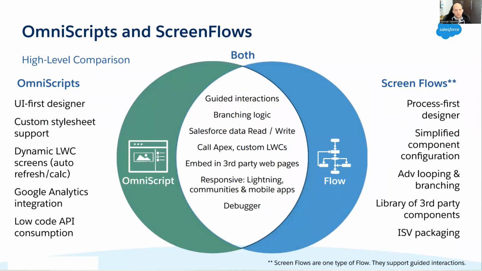All right, and this diagram shows some similarities and differences between OmniScripts and screen flows. In general, both are ways of building guided business processes. Both have a lot of similar functionality like branching logic. You can read and write data from Salesforce. You can embed custom LWCs, call Apex, et cetera. I would say the biggest difference between them is from a designer point of view. OmniScripts have a lot more functionality, and it's generally easier to do more complex things within OmniScripts.